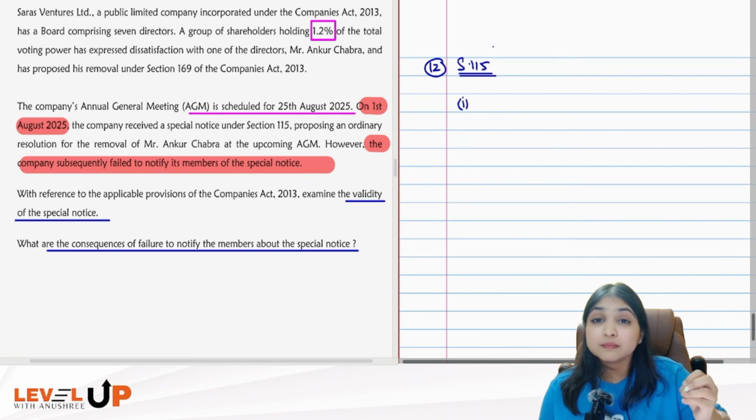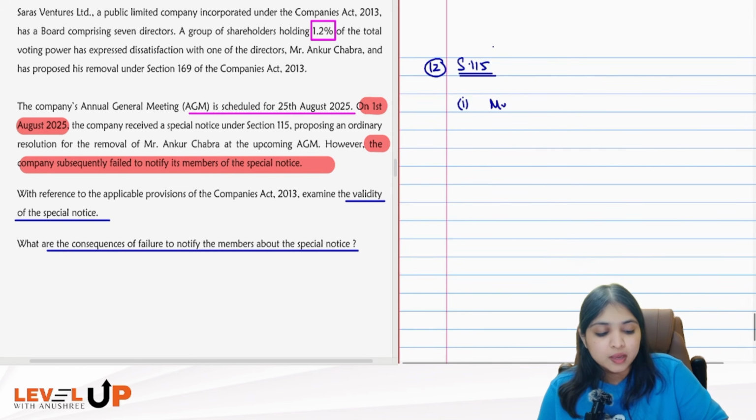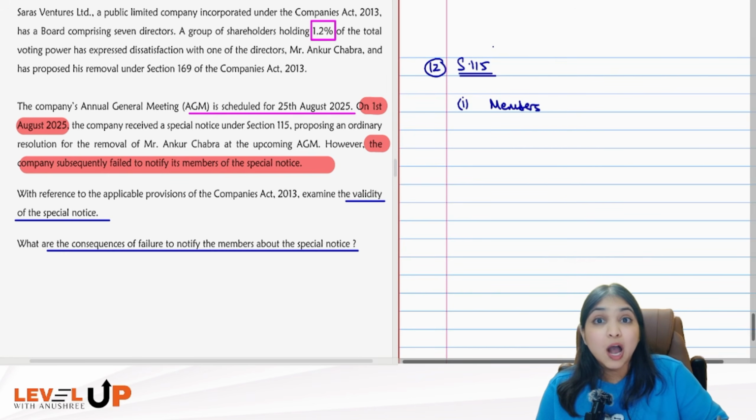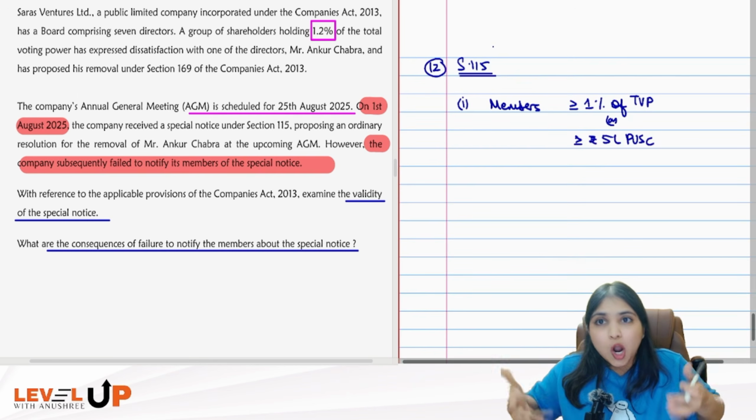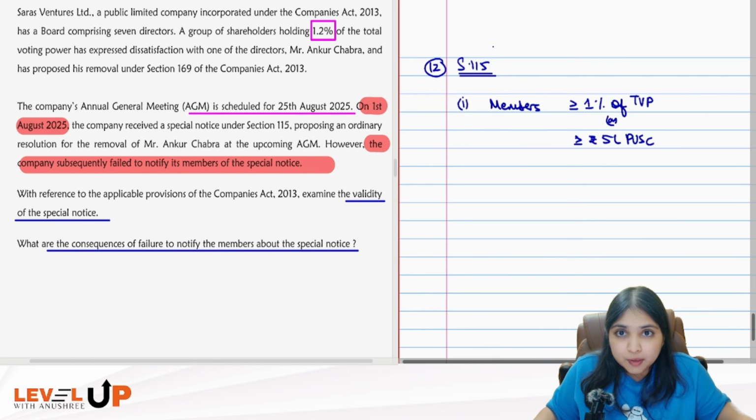Point number 1. Special notice has to be given by whom? It has to be given by the members. How many members? Members put together who are holding at least 1% of the total voting power, or the members should be holding at least rupees 5 lakhs paid up share capital. Here the question doesn't talk about paid up share capital. Even I will not talk about paid up share capital.